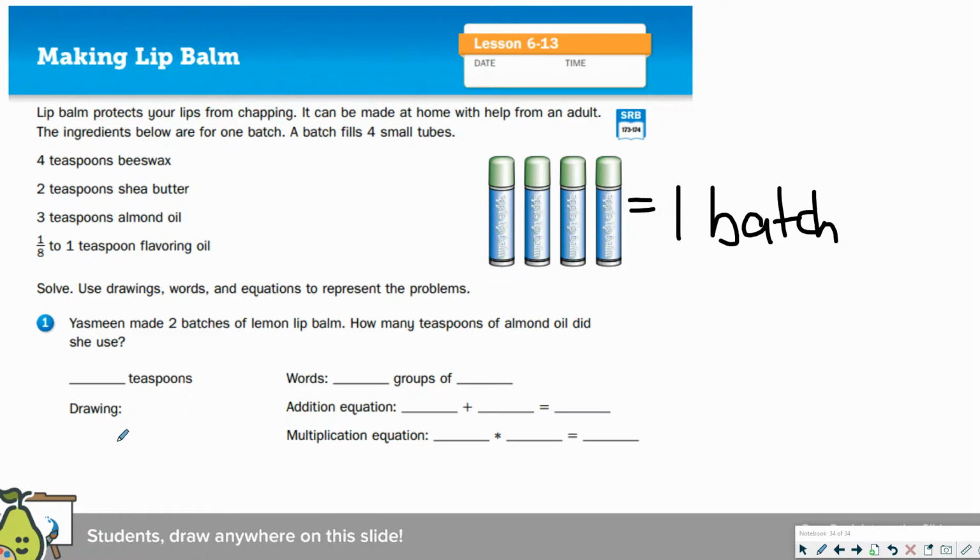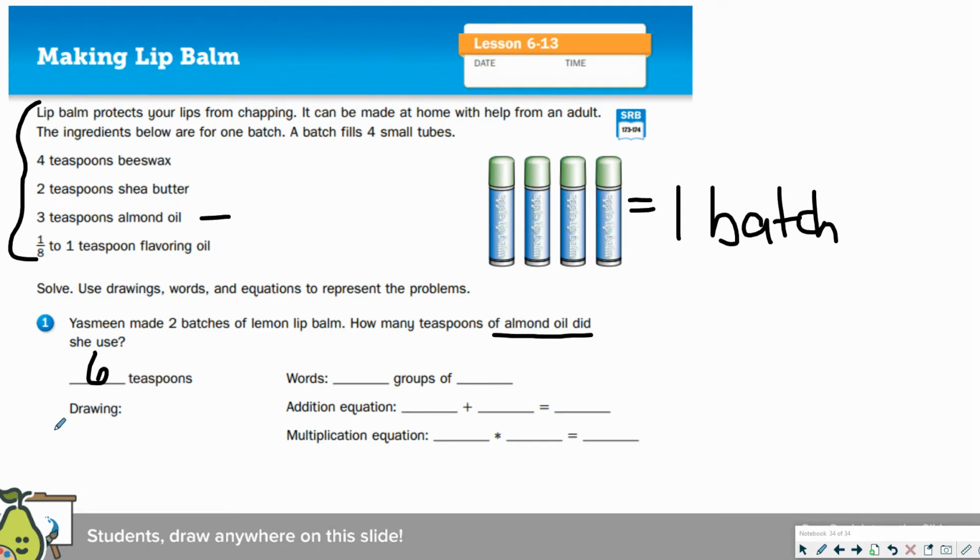So on each of these, I'm going to show you this first one, and then you're going to use this information for the rest of your problems as well, okay? And you need to pay attention to what the question is asking you. So let's do the first one together. It says, Yasmin made 2 batches of lemon lip balm. How many teaspoons of almond oil did she use? So she's making 2 batches, okay? And it's asking you specifically for almond oil. Almond oil is right here for this problem. She used 3 in one batch. But I'm not doing one batch, I'm doing 2 batches, so that would be 6 teaspoons.